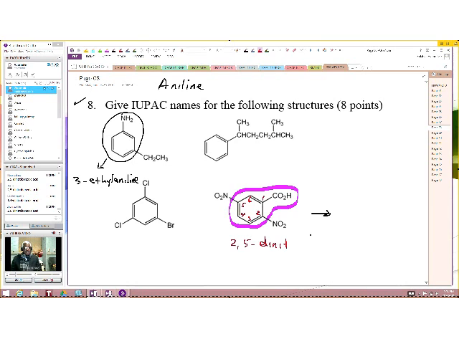dinitrobenzoic acid. Excellent. Okay, very good. Excellent. Okay. Keep in mind, you give the lowest possible number to the substituent. Okay, so let us do this one here.